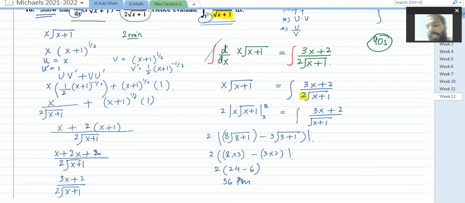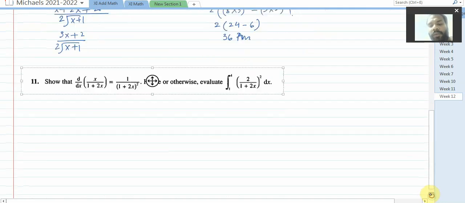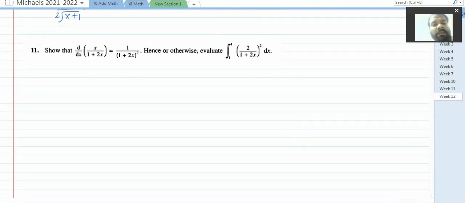Alright, done. So moving on towards the next question with the same approach of reverse differentiation. It says: show that d by dx of x divided by (1 plus 2x) equals 1 divided by (1 plus 2x) whole square. Now first I will attempt this whole question by myself, and then I'll ask you to write down the solution, and for that part I'll give you sufficient amount of time. So you need to listen to me very carefully, and no need to write down the solution while I am explaining the question.